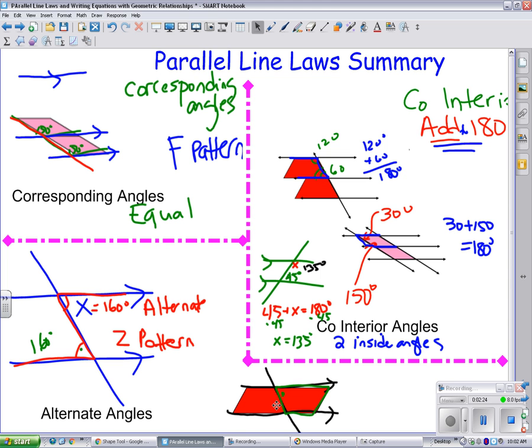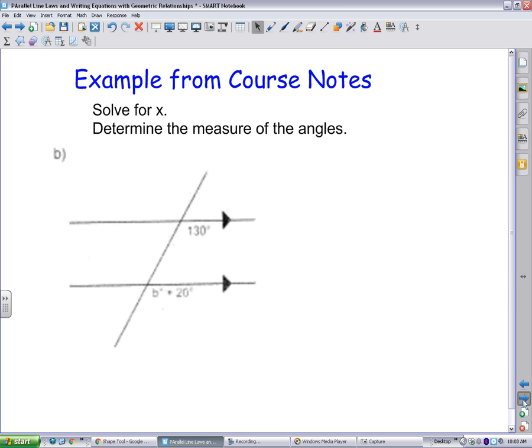So those are your C pattern, your F pattern, and your Z pattern, also known as your co-interior angles, your alternate angles, and your corresponding angles rules. We can use those to write an equation that can be solved to determine the measure of the angle. So we have to solve for x and determine the measure. Actually, in this case it looks like we're solving for b. These came from course notes.